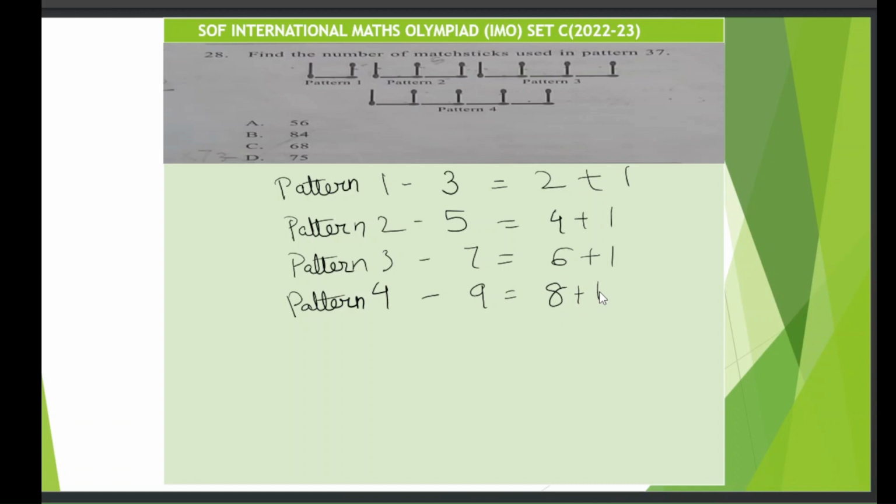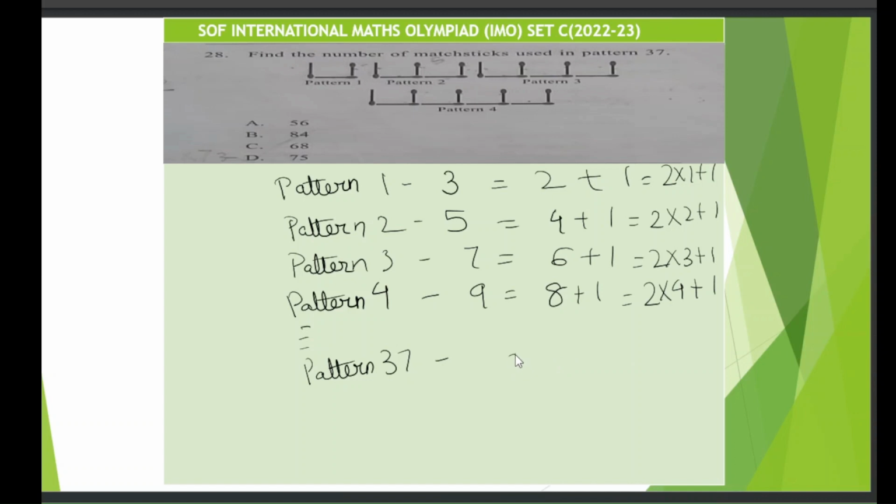We can now clearly see what pattern is emerging out of it. Pattern 1 is 2 into 1 plus 1. Pattern 2 has got 2 into 2 plus 1. Pattern 3 has got 2 into 3 plus 1. Pattern 4 has got 2 into 4 plus 1. Similarly, we need to understand for pattern 37 how many matchsticks will be required.